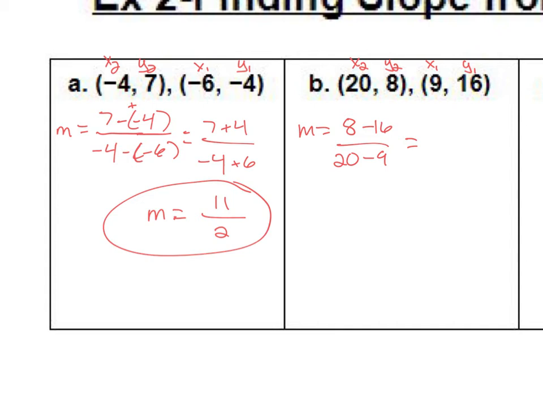So what's 8 minus 16? -8. What's 20 minus 9? That's going to be 11. If we look at that, there is nothing to simplify, nothing to reduce. So our answer is -8 over 11.